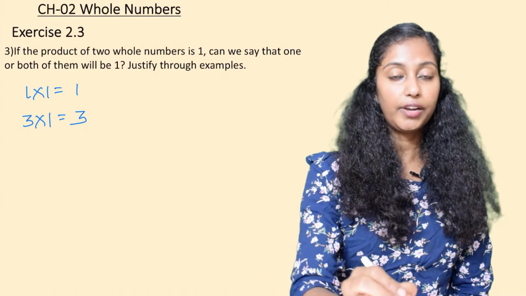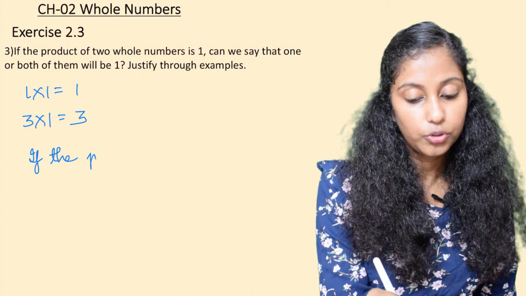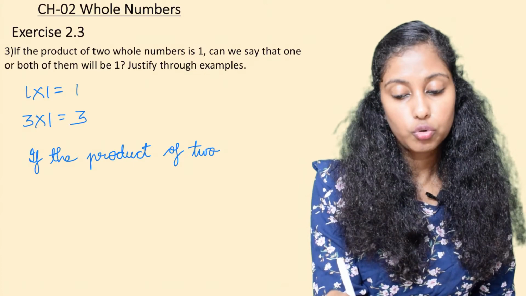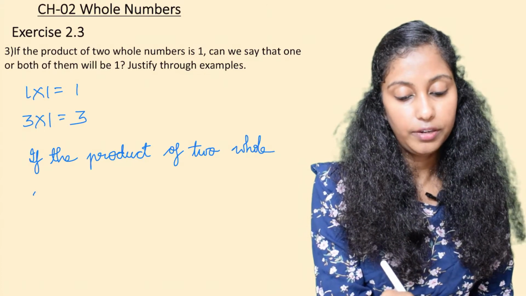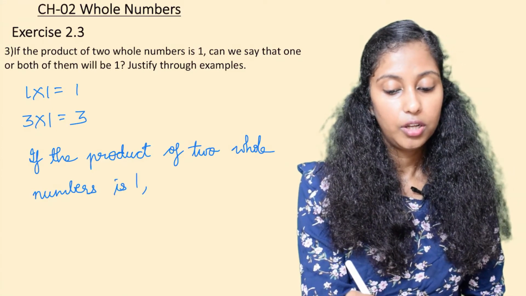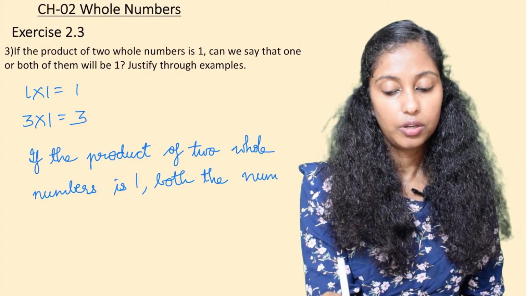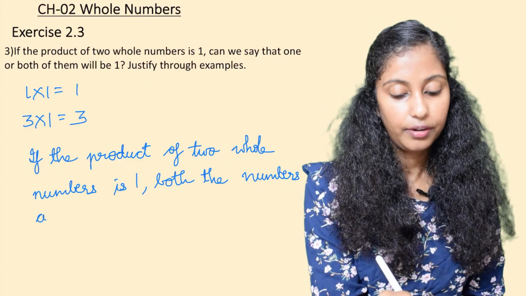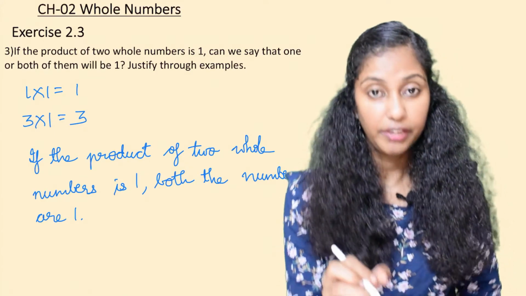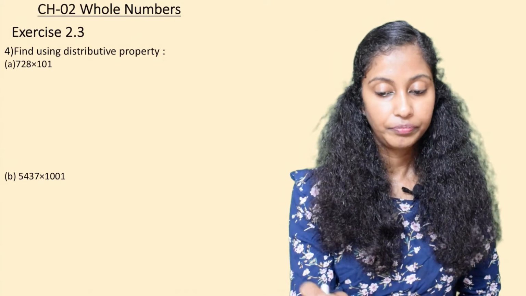So here when we justify it through examples, we can say if the product of two whole numbers is 1, then we see that both the numbers are 1. If both of them are 1, then only we get the answer as 1. If one of them is 1, we do not get the answer as 1. Let us solve the next sum.